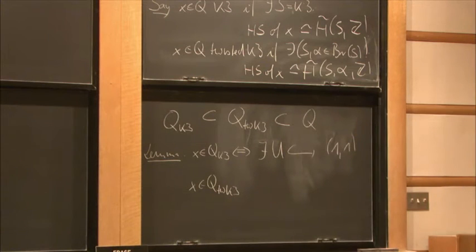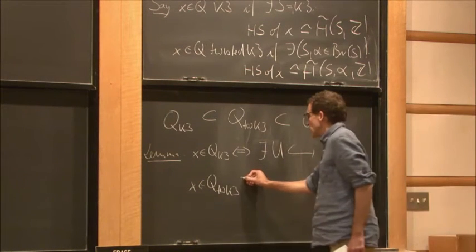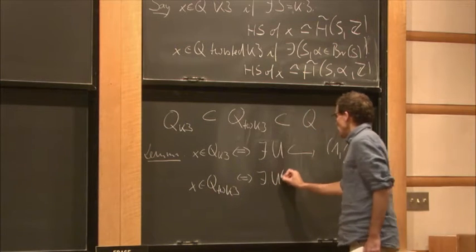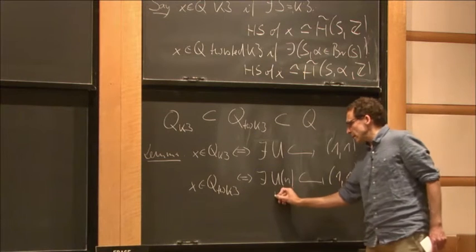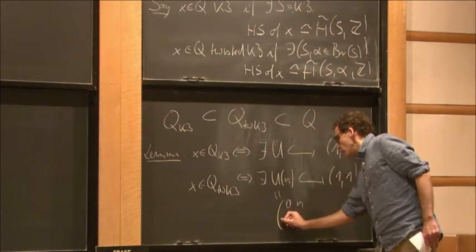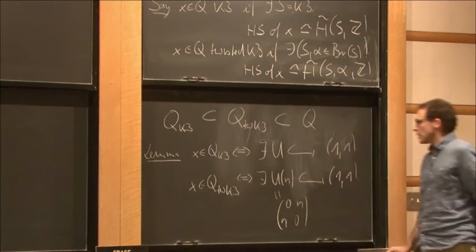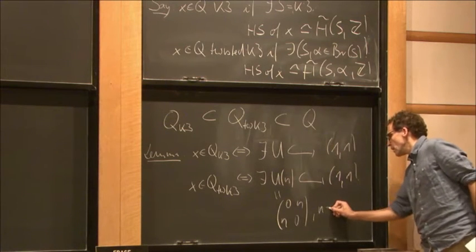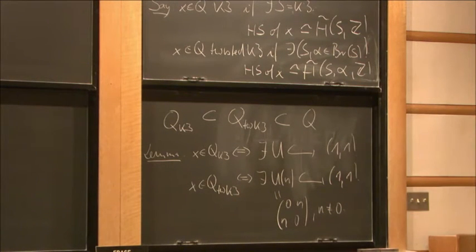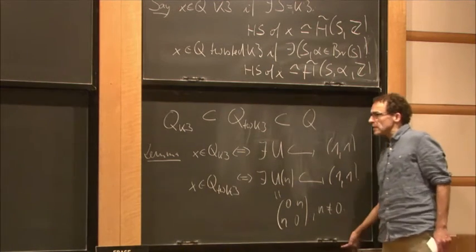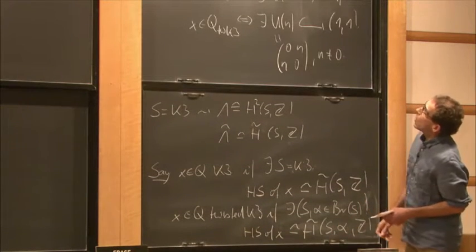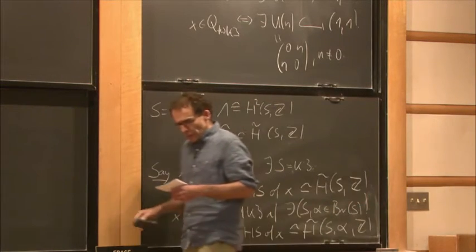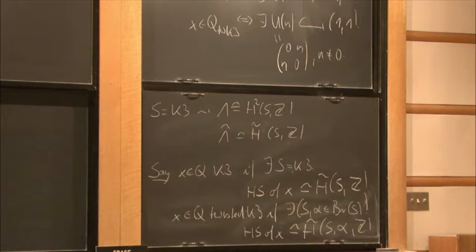And also, it is a twisted K3 point if and only if there exists the primitive embedding of some twisted hyperbolic lattice. So this one here is a hyperbolic plane, but I multiply by some n. Of course, I want n not to be zero. Okay, so there is a clear condition for points to be of K3 type or twisted K3 type. And that allows one to describe these sets.